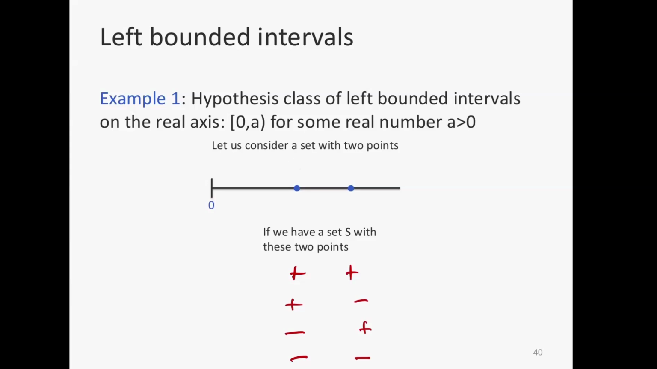So let's call these points A and B. Is it more than B, less than A? Can someone tell me? More than B. So I can make this interval, this thing here. I can say everything inside the bracket is a positive and everything outside is negative. So all the positive points are inside. What about the second row? Oh, in between, yes. So once again, I was able to find a hypothesis in my hypothesis space that matches the labeling.